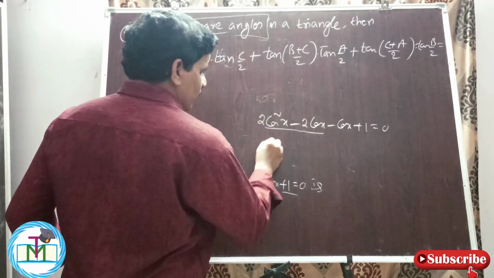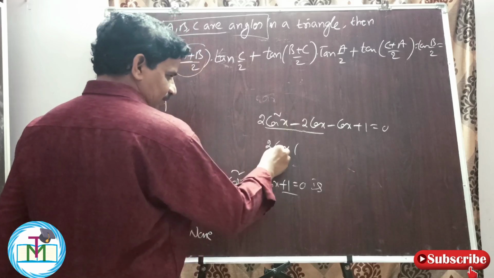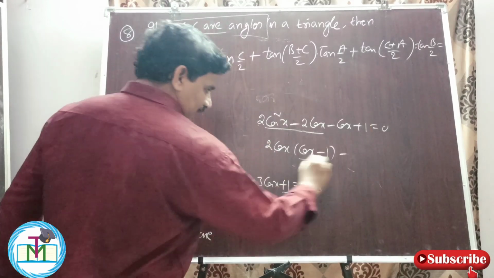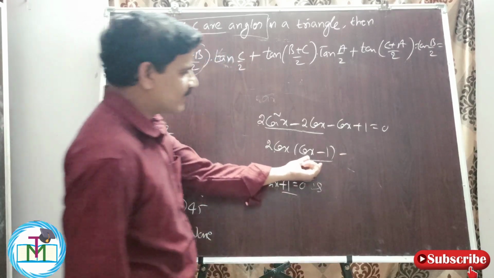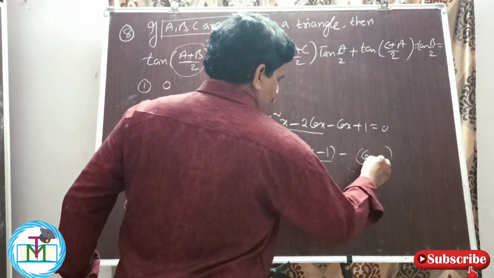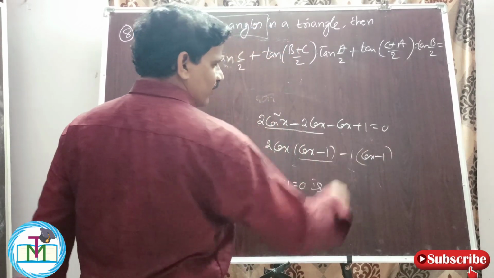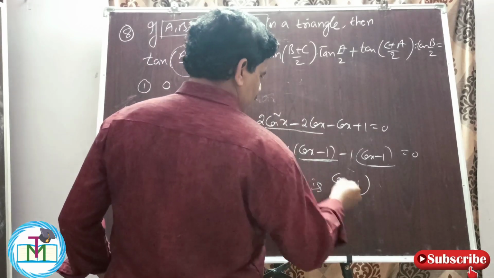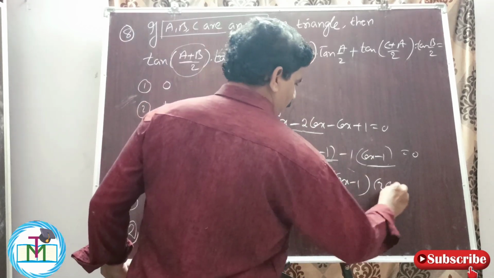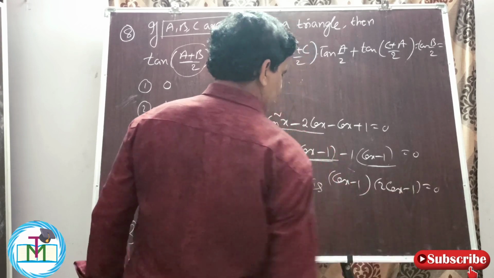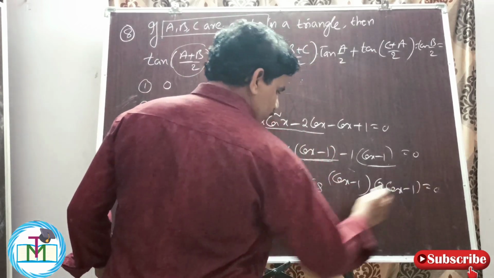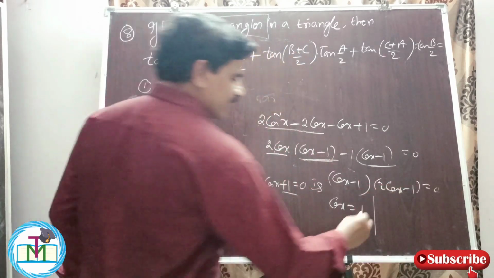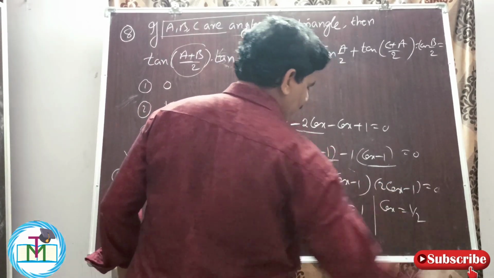So here I can take 2 cos x common. Here cos x has already come out, and 2 also came out. What is left is cos x minus 1. Here also I want cos x minus 1. Therefore, what do I have to take common? Minus 1 is common, equal to 0. Cos x minus 1 is common. Now I have 2 cos x minus 1. 2 cos x minus 1 is equal to 0. So therefore cos x equals 1, and similarly 2 cos x equals 1, so cos x equals 1 by 2.